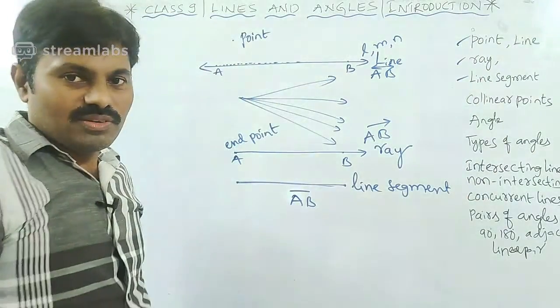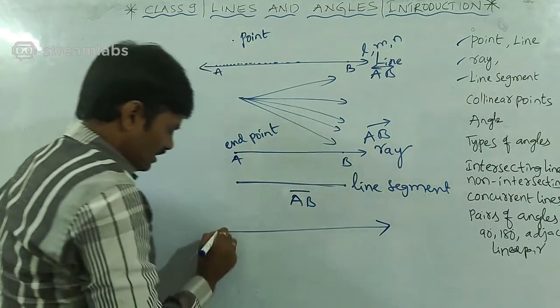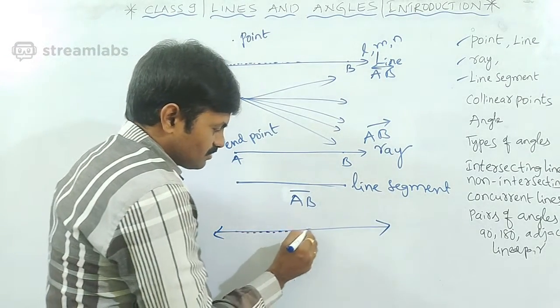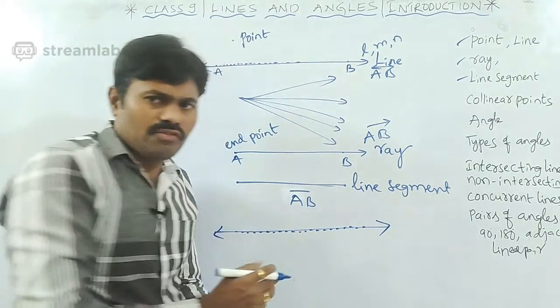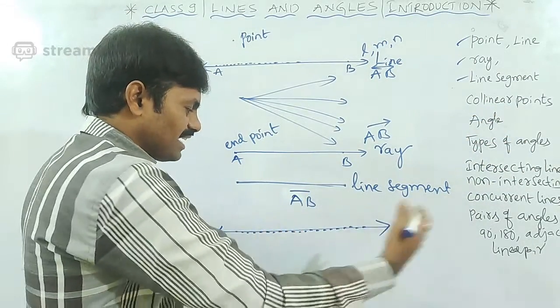Now if you take some points on a line, it is a line. Many points lie on this line. We know it is a fact. Its collection of infinite number of points is called a line. Okay, both are extending endlessly.